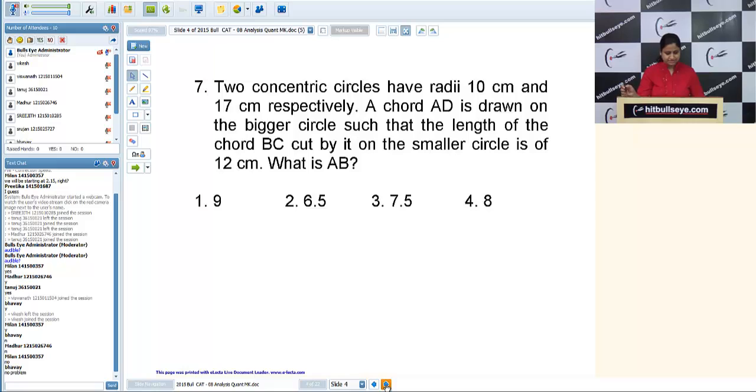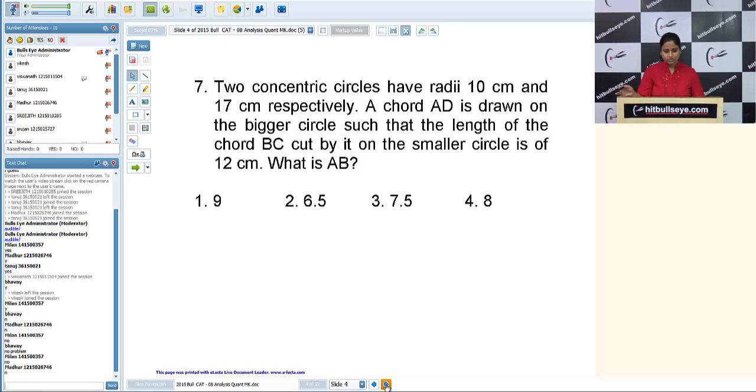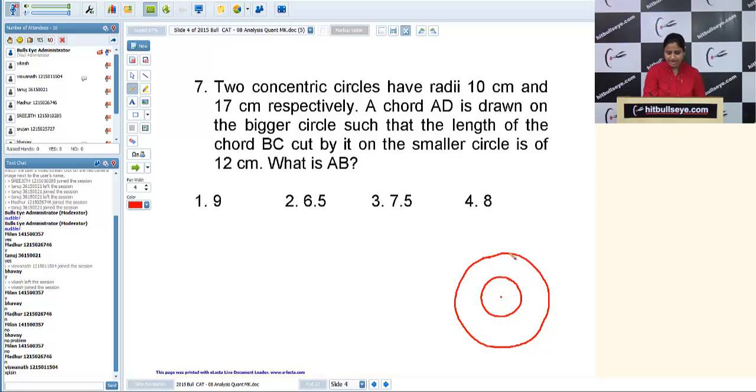Yes, guys. Any problem? This is a geometry question. If you are okay with all the properties of geometry, then this will be an easy question. Yes, Vishwanath. 2 concentric circles. What do you mean by concentric circles? They are sharing same center. So if we take 2 concentric circles, having radii 10 centimeter and 17 centimeter respectively. So the smaller circle has radius 10 centimeter. The bigger circle radius is 17 centimeter.